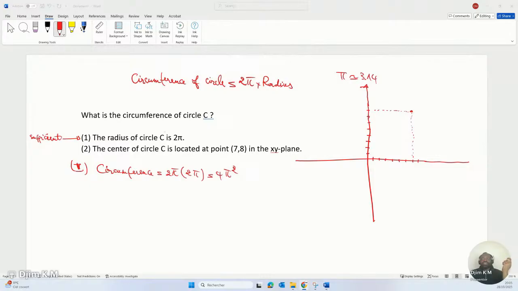Okay, so since this condition does not give us any information about the radius, it's kind of impossible for us to know the circumference, because we can have a circle like this, which is going to have a different radius than a circle like this. Or we can have an infinite number. So, not sufficient.